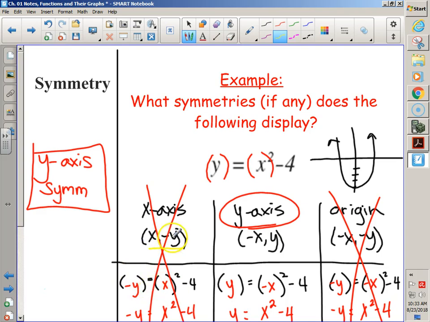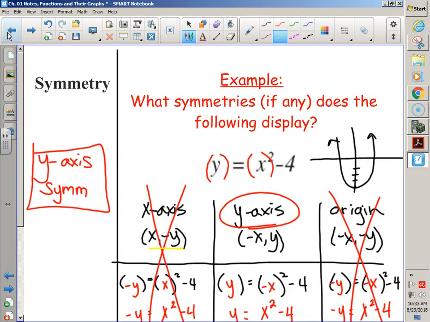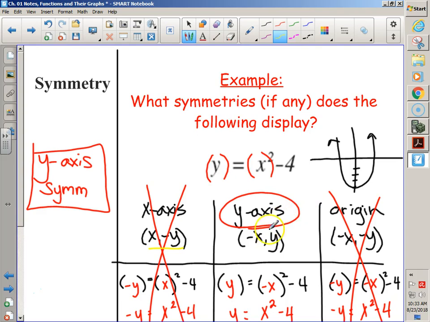Yeah, x stayed the same, y became negative y. So technically when they say replace y with negative y, well, it's basically what we were doing. And they're going to say y-axis symmetry is going to exist when replacing x with negative x yields an equivalent equation. They're totally right, because that's what we did. We replaced x with negative x. We just kept y the same.